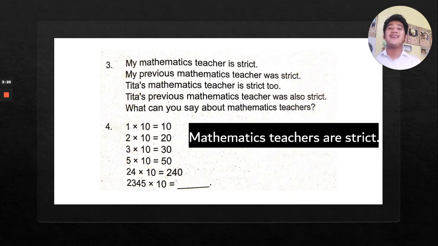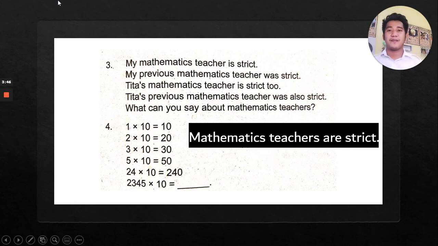But generally, yes? No. It depends, right? So, as for me, of course, I disagree because I'm not strict. You know that. Okay, but anyway, we can conclude that mathematics teachers are strict because of the statements. Okay?